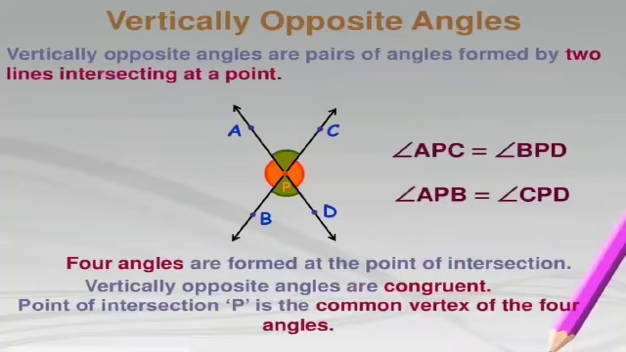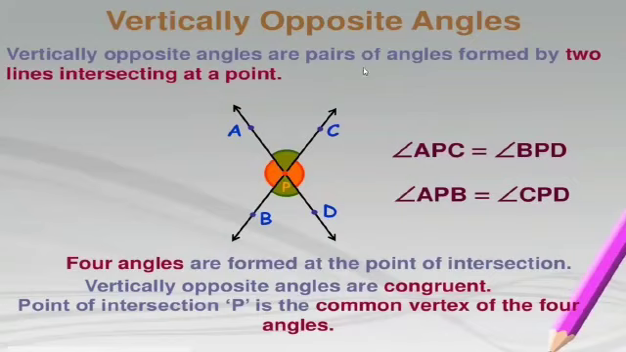Vertically opposite angles. These angles form a cross. Look here, AD and BC intersect each other at point P. So there are altogether four angles formed, but out of these, the opposite angles so formed are called vertically opposite angles. Both the green angles which you can see in this figure are vertically opposite, and both orange are vertically opposite to each other. Vertically opposite angles are also equal.